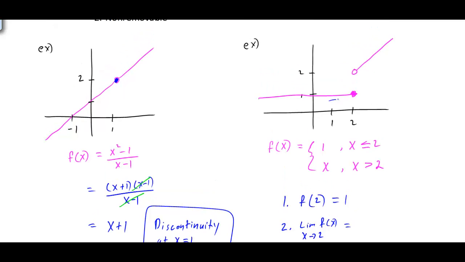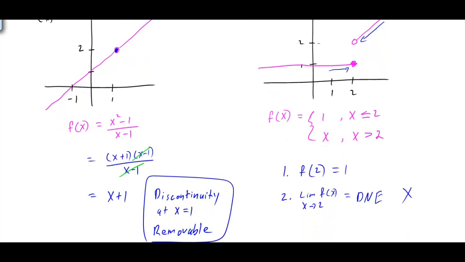well, if we approach from the left, our limit is approaching 1. If we approach it from the right, our limit is approaching 2. So therefore, the limit does not exist. So this condition is not met, which tells us we do have a discontinuity. And for this example, it's non-removable because there's no way for us to redefine it, because there's an actual split in the graph. There's no way that we can connect these 2 points together. So therefore, it's a non-removable discontinuity.